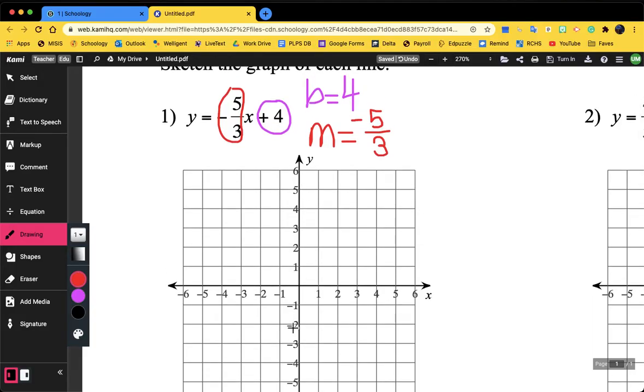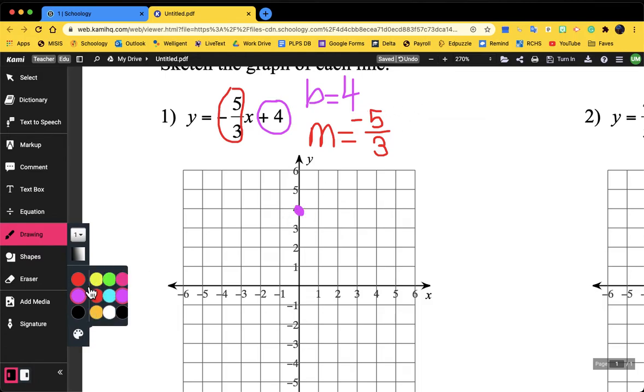So on my y line, I'm going to go to 4. Right? I'm going to pick a different color, I want to go back to pink again. So I'm going to go to positive 4 because this is a positive 4 right here. So I'm going to draw positive 4 just like that.